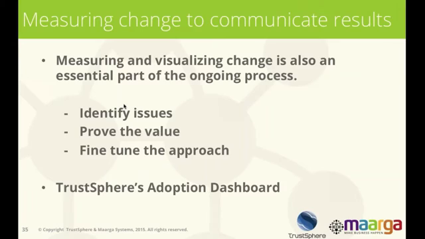So a number of ways that we work with Maarga and with our clients is to identify where there are bottlenecks or issues, how we can prove the value, demonstrate that there is actual adoption going on, and finally to look at where there is an ability to actually fine-tune the approach that was originally envisaged. We also have an adoption dashboard which starts to show what level of activity did go on in email and is no longer going on in email.